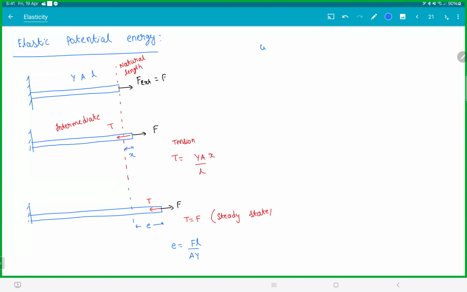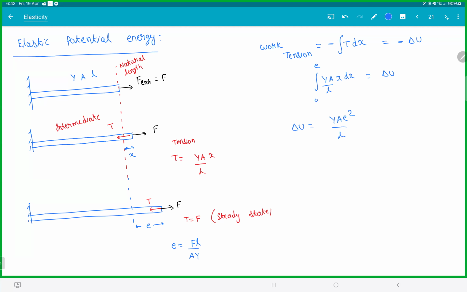Now, here, if you take the work done by the internal forces or work done by tension, since the tension is variable, it is minus integral T dx, minus because both are in the opposite direction. And we know work done by internal forces is negative of change in potential energy. Minus minus goes off. You will end up with Y A X dx by L. This will go from 0 to E, and this is the potential energy. The change in potential energy would be Y A E square by 2L.